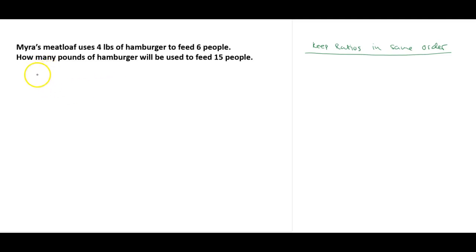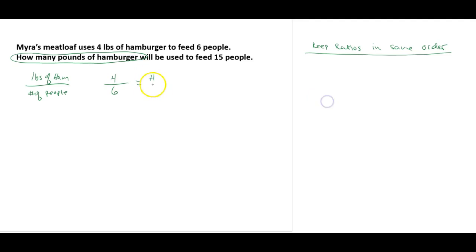So when I start my ratios out, I'm going to put pounds of hamburger in the numerator over number of people in my denominator. So when I write my ratios, I have to keep this order the same. So 4 pounds to 6 people equals, I'm looking for the pounds of hamburger.